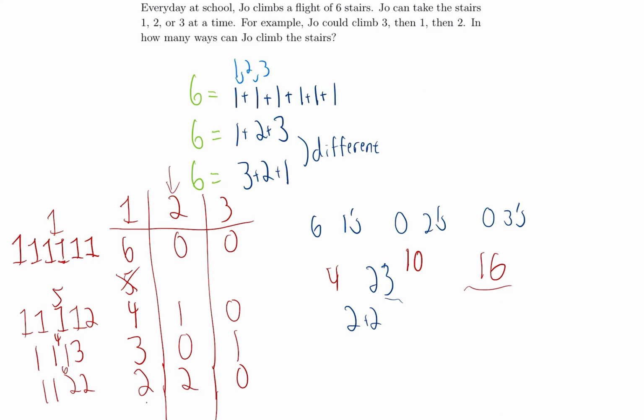And actually, there are 2 more cases remaining. So now we have to make 5 with 2s and 3s. If we want to use a 3, just 3 plus 2.